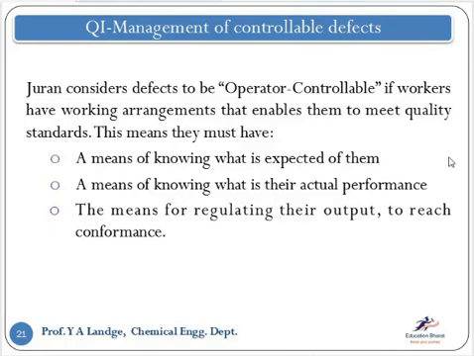The third, the means of regulating their output to reach conformance. Now when this is done and we can regulate that part, definitely you can achieve quality. It means when the top management says I need a quality product, the manager says to the supervisor I need a quality product, the supervisor says to the operator I need a quality product. And this operator and their subordinates are working to get a good quality product with the given planning, whatever strategy and infrastructure they have.